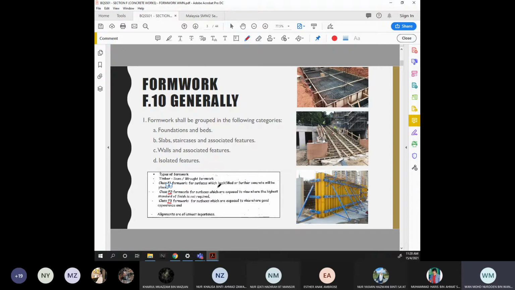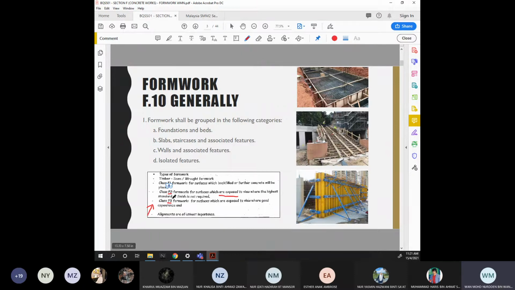Class F1: formwork for surface which backfill or further concrete will be placed. Kalau F2, formwork for surfaces which are exposed to view where the highest standard of finish is not required. Maksudnya dia adalah untuk surface which are exposed. Kalau F3, formwork for surface which are exposed to view where good appearance and alignment are most important. Maksudnya kalau kita tengok kelas F1, F2, F3, F3 ni yang paling cantik lah. Maksudnya the end product of the concrete tu akan lebih licin lah.